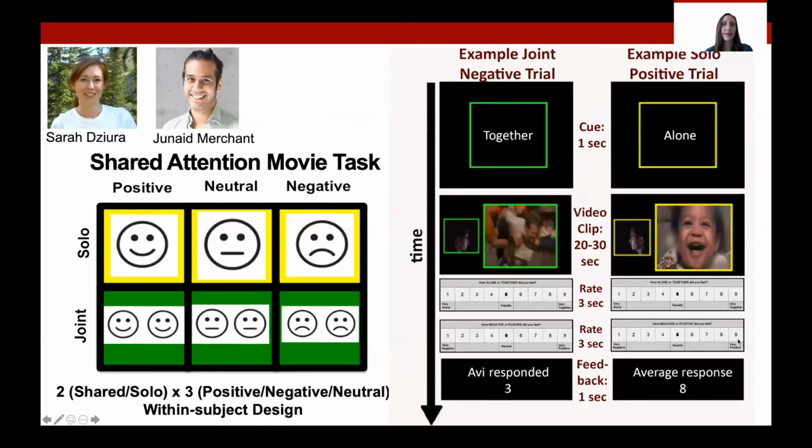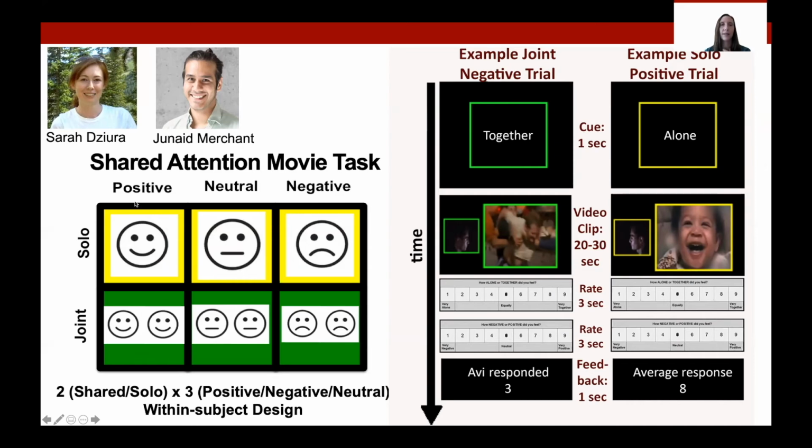So in the current study, we aim to examine the neural correlates of sharing attention when attention is directed to dynamic, complex stimuli that vary in their emotional content. And this work was led by a postdoc in my lab, Sarah DeZura, and a graduate student, Junaid Merchant. In this task, we again manipulated the social context. They were either viewing a movie with a social partner who was actually a confederate, but they believed was a social partner, or they were viewing it on their own, the solo condition.